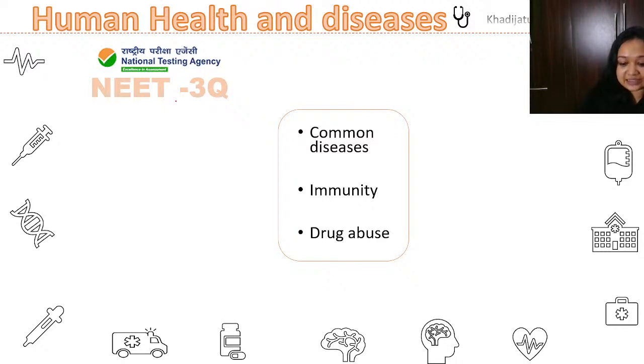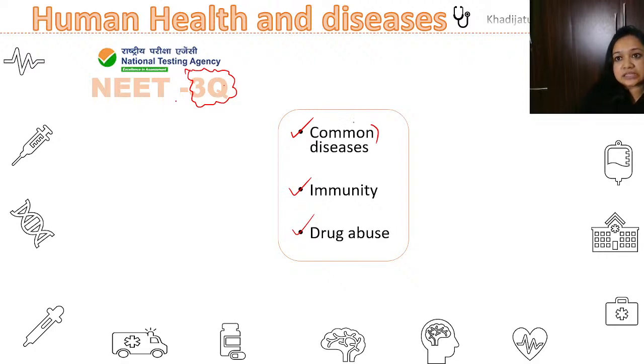So having said that, since our goal is very clear, the agenda is clear to every one of you, let us dive directly deep into human health and diseases. Now, since we are targeting NEET, we need to know how many questions we can expect in NEET 2024. On an average, we get 3 questions from this particular chapter. And this chapter is divided into common diseases, immunity, and drug abuse. Okay, so we will discuss a small part of common diseases in this class, but the three questions mostly come from immunity and diseases.